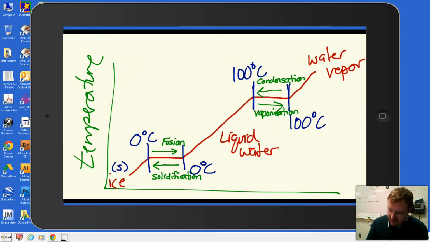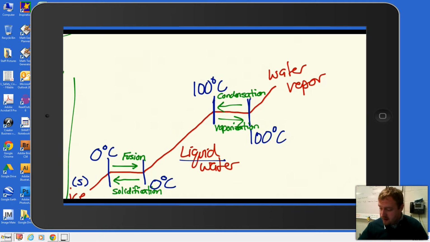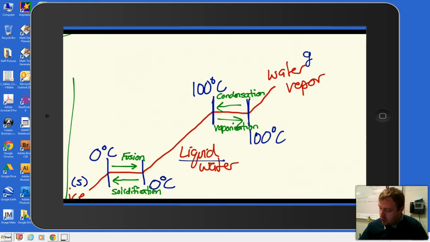This is the solid phase down here, to the liquid phase here in the middle, and then upwards into the gas phase. So we can put a G up here to denote a gas. So we have solids, liquids, and gases.